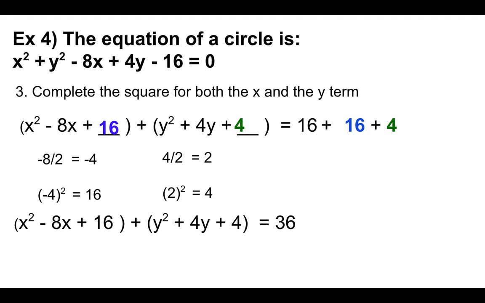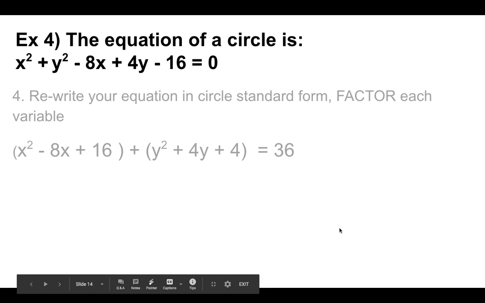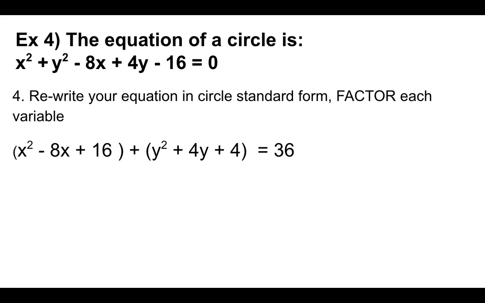Okay, and the reason why I'm keeping them separate is because in this next step, I'm going to rewrite my equation in the circle standard form, and that means I need to factor each variable. So remember, in order to factor out my x values and my y values, what am I trying to do? Find two numbers that multiply to my c value, but add to my b value. So think of two numbers that if I multiply them together, I get 16, but if I add them together, I get negative 8. What are they?